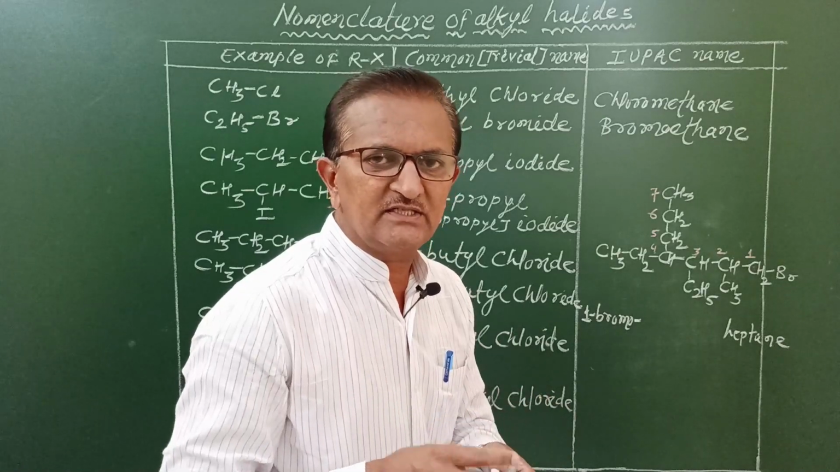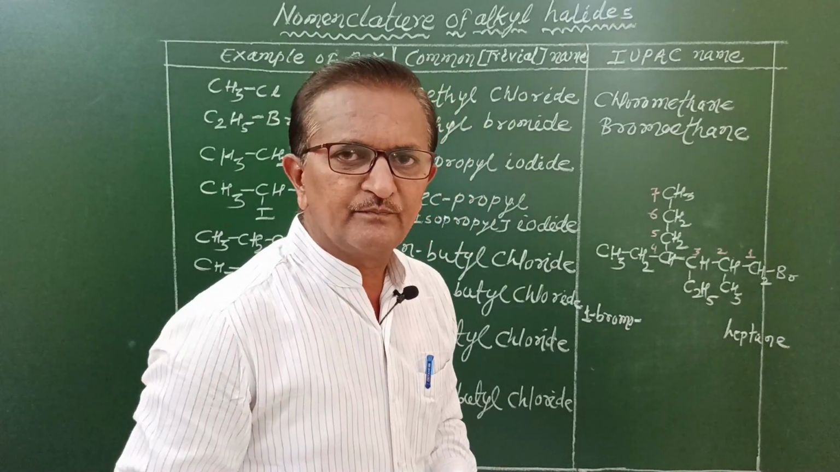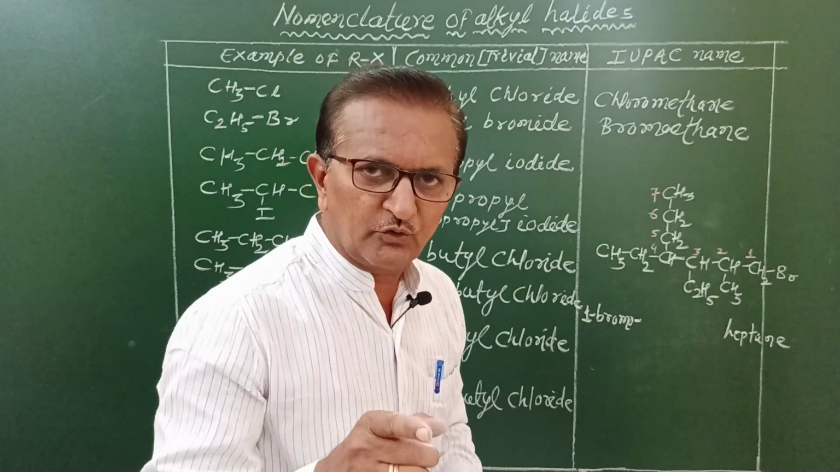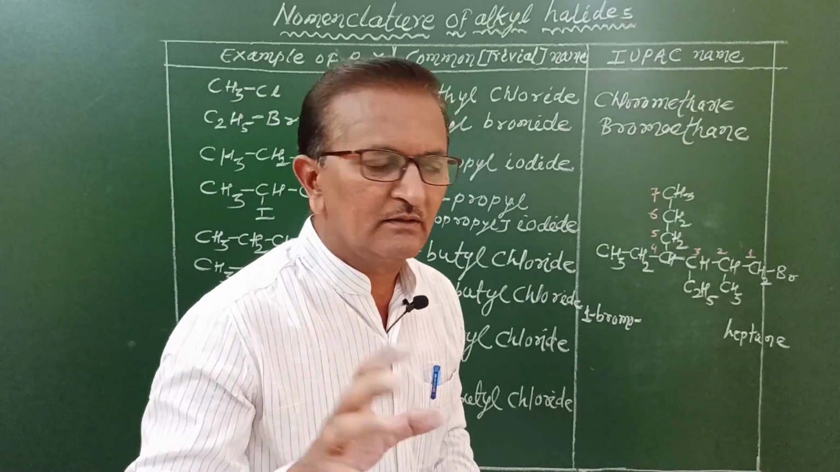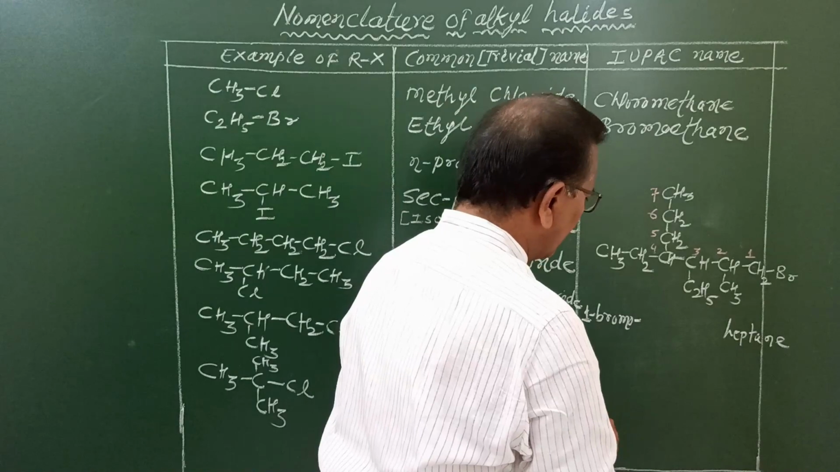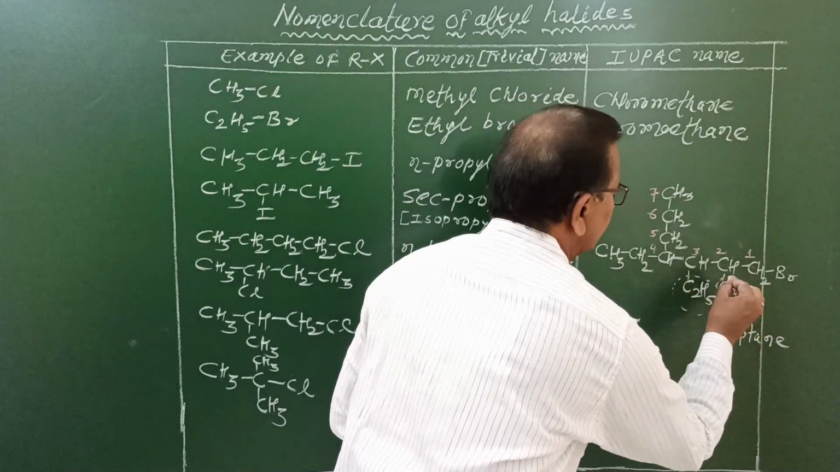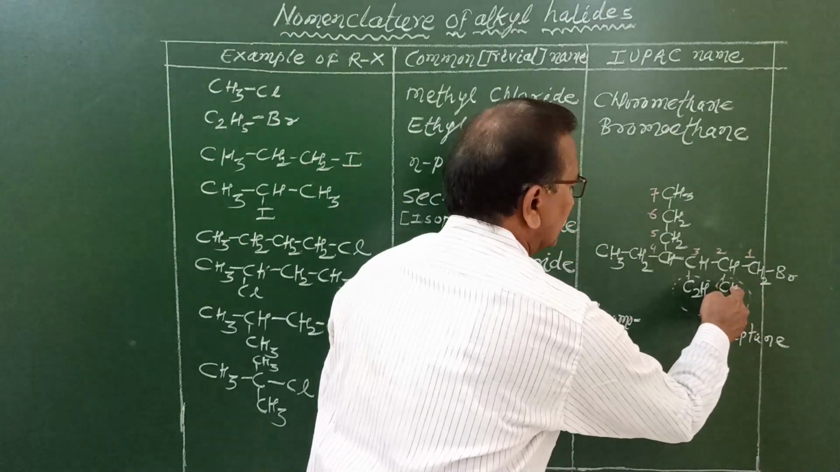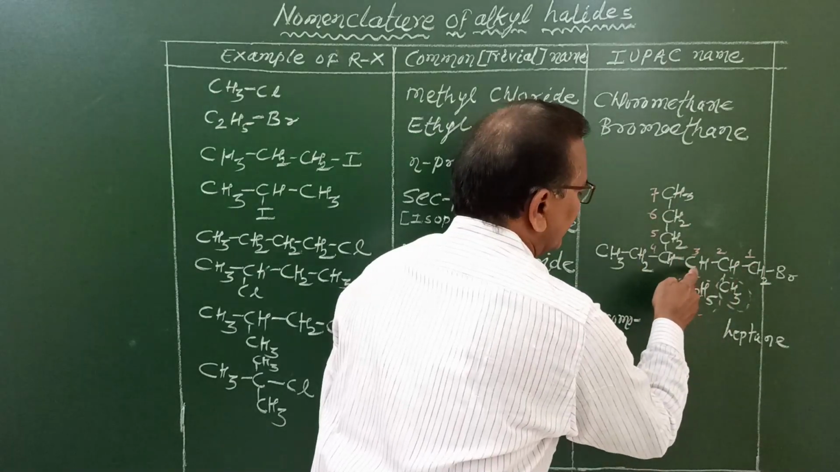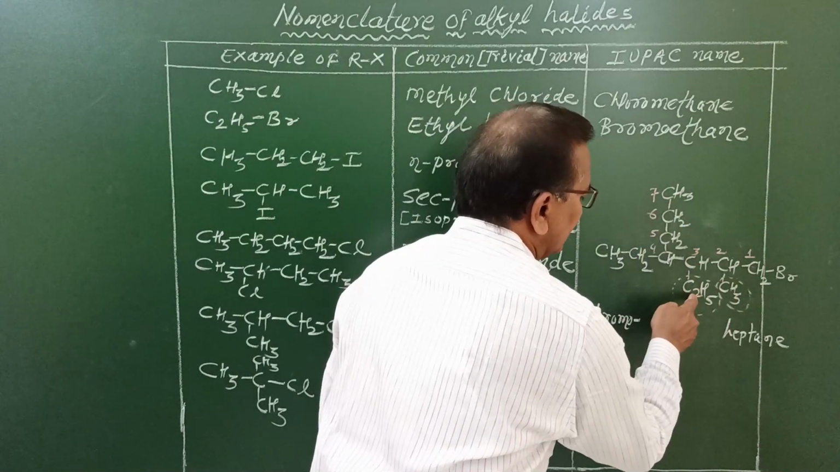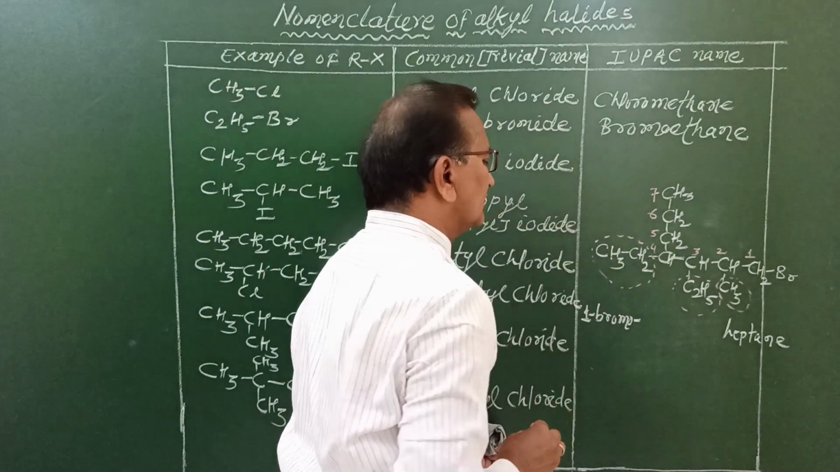If the branches attached to this longest continuous chain are different, then we have to introduce the names of the branches alphabetically. Now let us see what the branches are here. We will draw circles for these branches. This is a methyl group, this is an ethyl group. They are not present in the longest continuous chain. They are out of this longest continuous chain, and that's why they are branches. This is also a branch.